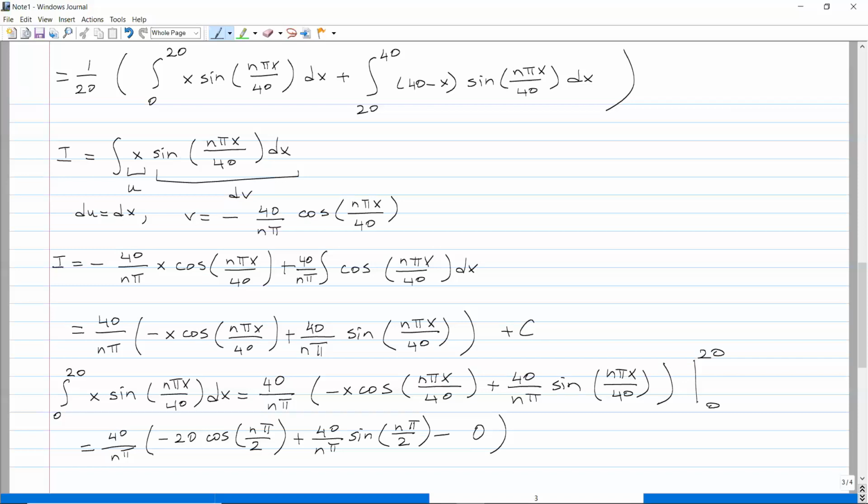So I can take out a 20 here. So this is 800 over n pi minus cosine n pi over 2 plus 20 over 2. I'm taking out 20, so this is plus 2 over n pi sine of n pi over 2.